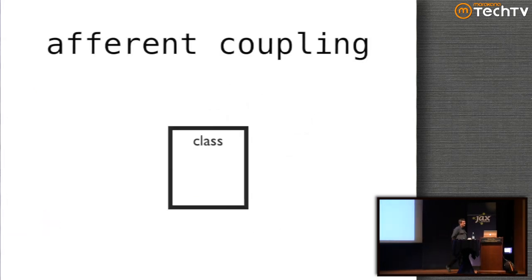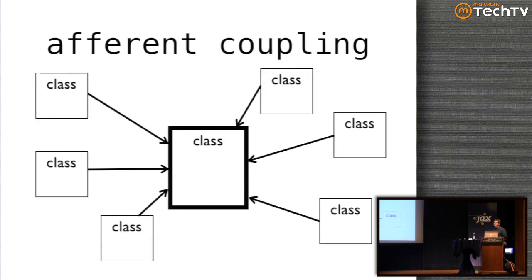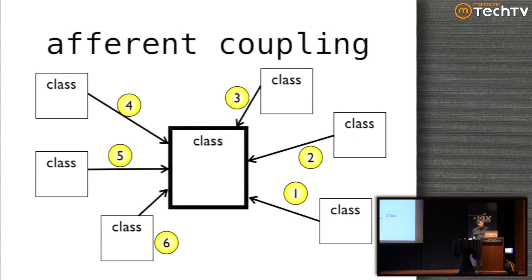Afferent coupling, if you are a class, your afferent coupling number is how many other classes refer to you. And so in this particular case, the afferent coupling for this class in the middle is 6, because 6 other classes refer to this guy. In some ways, you can look at afferent coupling as a measure of importance. Because if a lot of classes link to you, you're probably pretty important.